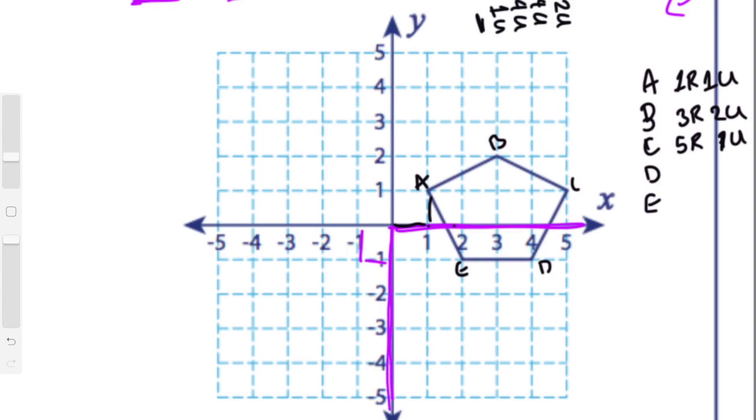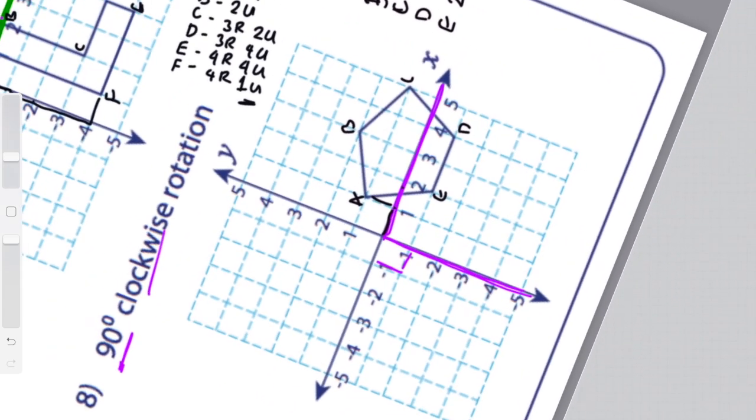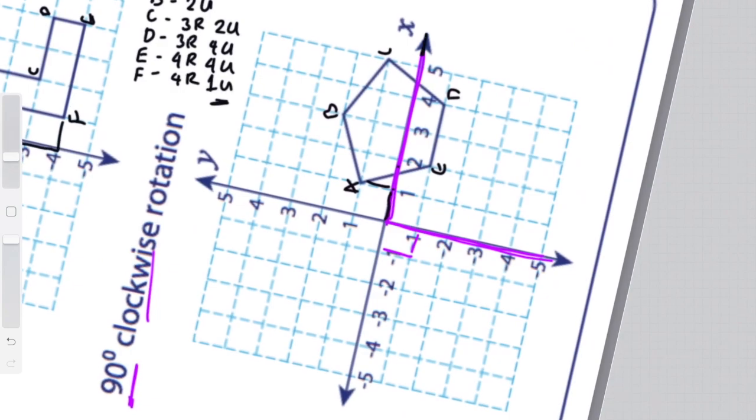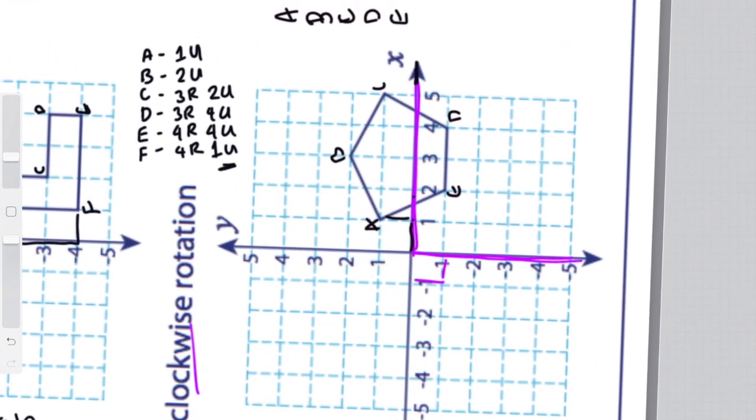Now, if your shape's always in one quadrant, you're mainly going to have rights and ups. But because our shape goes into a different quadrant, now we're going to have a down. So 1, 2, 3, 4. 4 right, 1 down. And then it is 2 right, 1 down. All right, we've got a list of steps. We've got to list our rules. Now we turn it so that our final quadrant, which we know from the highlight, is in quadrant 1.